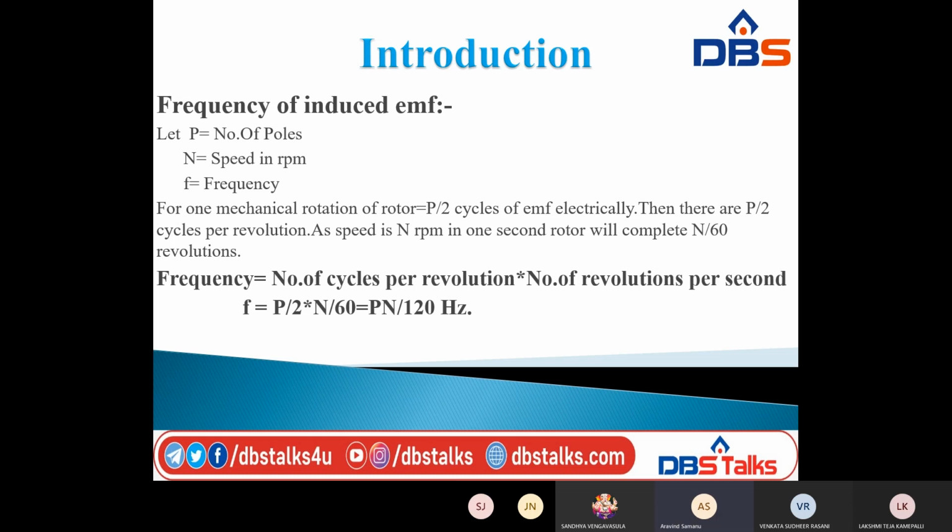So from this we have the frequency formula: frequency is equal to the number of cycles per revolution, that is P by 2, into the number of revolutions per second, that is n by 60. That is equal to Pn by 120 hertz. That is the frequency of induced EMF, where hertz is the unit of frequency. This is one of the introduction topics of synchronous generator.